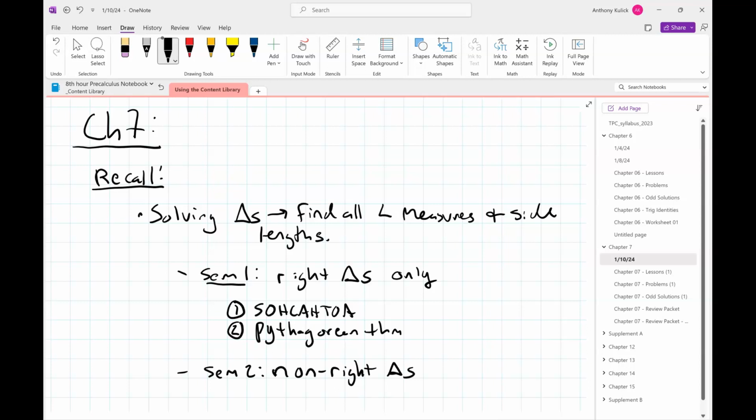One of the most common mistakes students make when trying to solve a non-right triangle is they try to use SOHCAHTOA and/or the Pythagorean theorem. Neither of those two things hold in a non-right triangle. If you don't know you have a right triangle, you cannot use the Pythagorean theorem. You cannot use SOHCAHTOA.